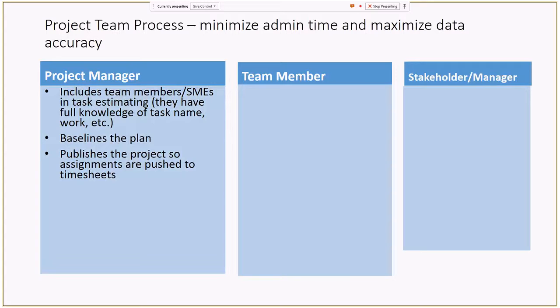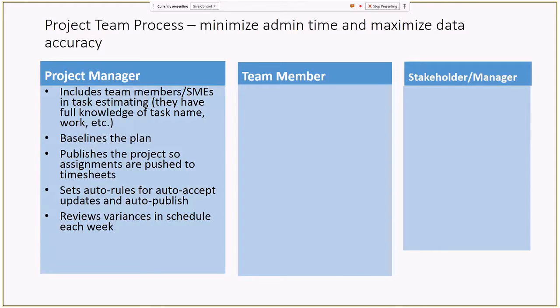So I'm looking at a very robust PPM solution here. And for me, I'm setting up auto rules to auto accept the timesheet updates and the task updates, and I'm auto publishing the project. So I'm hands off of that project. But on a regular basis, I'm going to review the variances in that schedule because I've baselined, I'm going to see the variances. Whether I like them or not, I'm going to know what they are. And then I'm going to take action and deal with the team. I'm not going to be in that project plan for hours every week trying to make it look good. I want variances because I'm going to act with my team, and they're going to resolve the variances.